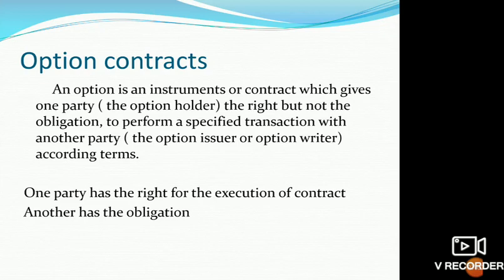Okay, so here the person who is having the obligation, what will he get? He will get some fixed amount from the holder. Okay, the holder has to pay it whether he is going to execute the contract or not. So this is a compulsory payment here. The option holder will pay some amount which has to be paid whether he executes the contract or not. Okay, so one party has the right for the execution of the contract and another has the obligation. So this is called a contract.